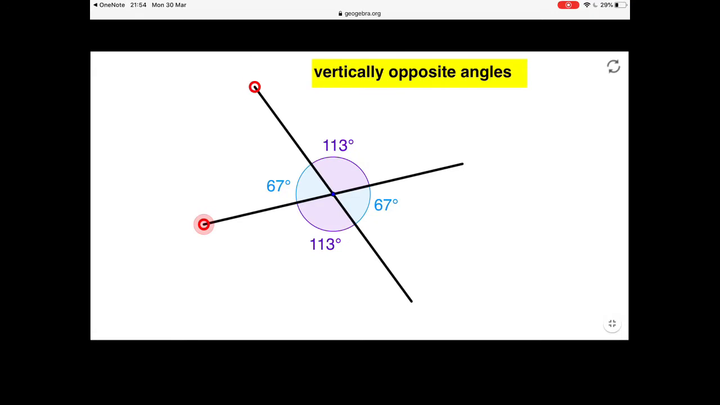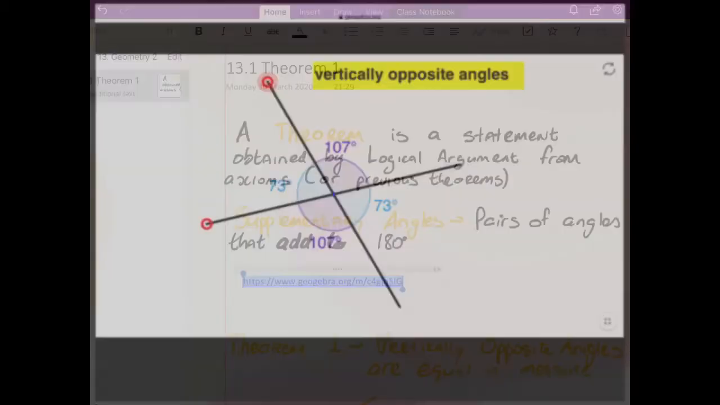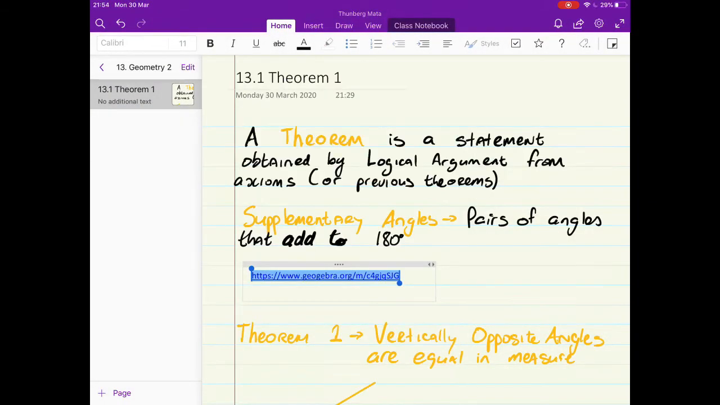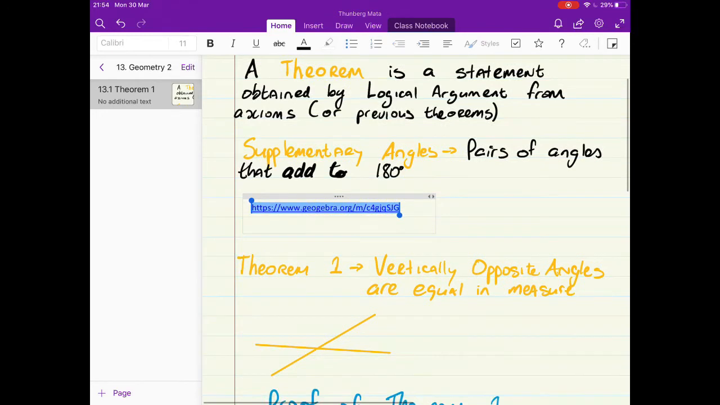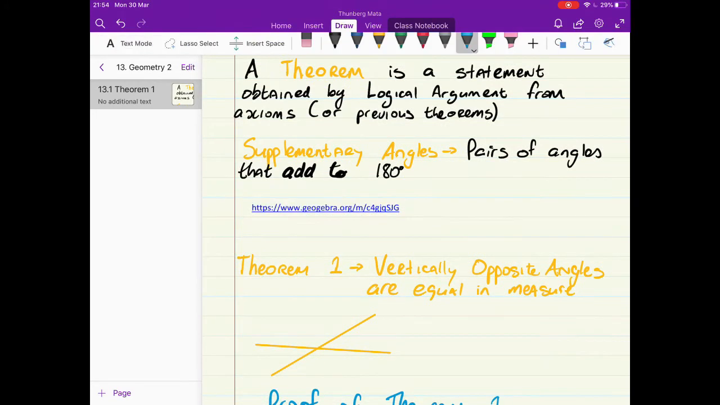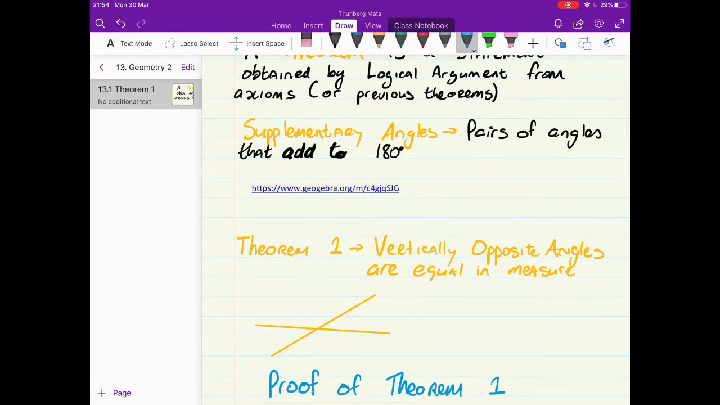Another way we could do that is if you pause the video now and draw two random straight lines in your copy, and then you measure the angles, you should see that the vertically opposite angles are equal in measure to each other. Now, if we go back to the OneNote, we'll see that our first theorem is about trying to prove that those vertically opposite angles are equal in measure to one another.